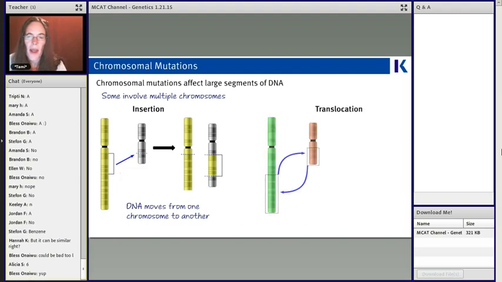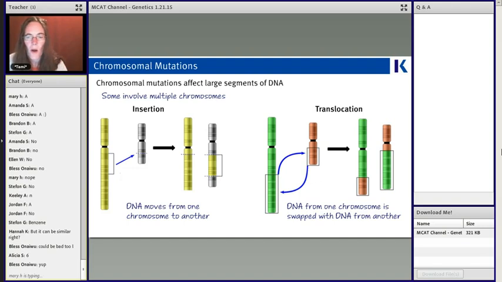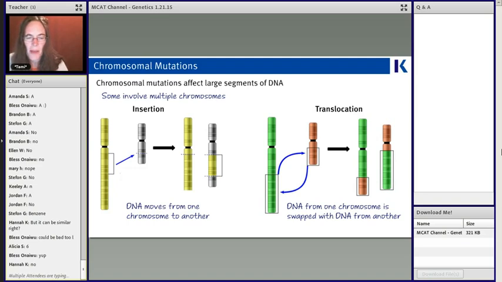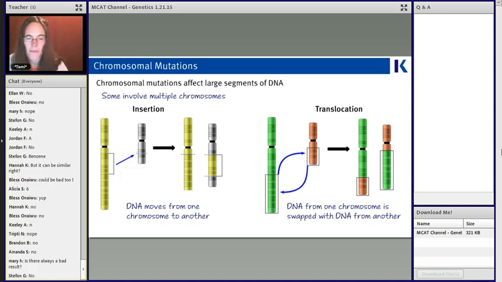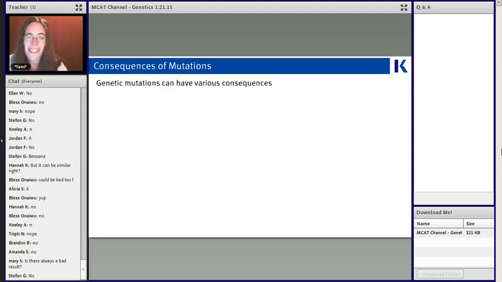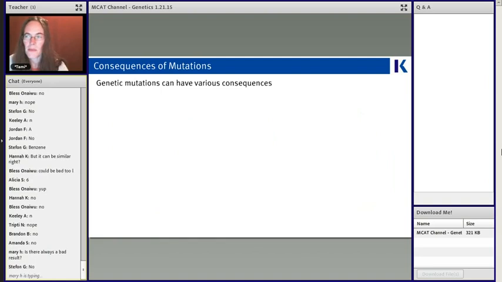We can also have a translocation, where the pieces just switch. Again, if I'm switching these or I'm moving them, this is a mechanism of action. Does it tell me how bad the change is? This is just a mechanism of action. Does it tell me how bad the changes are? No, not at all. So no, Mary, we can't say there's always a bad result. These are mechanisms of action.